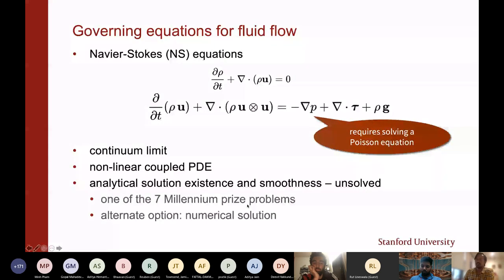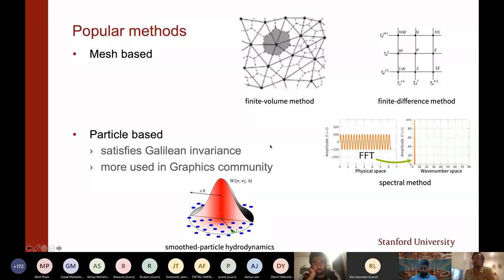And there are no analytical solutions for the most general equation, and the existence and smoothness cannot be proved. So it's one of the seven Millennium Prize problems. So typically what we do is employ numerical approaches. Some of the popular CFD approaches are here.